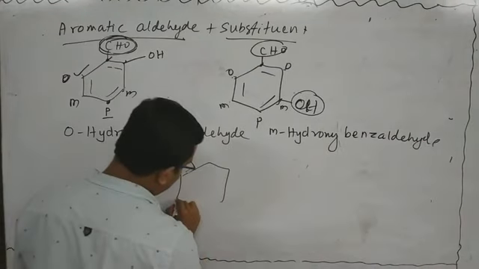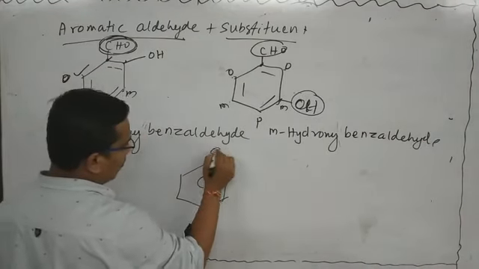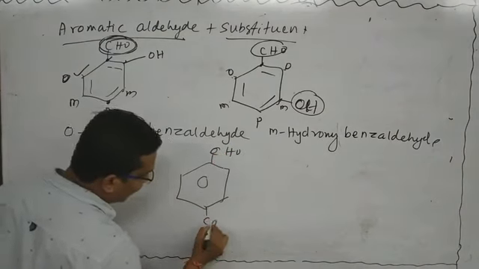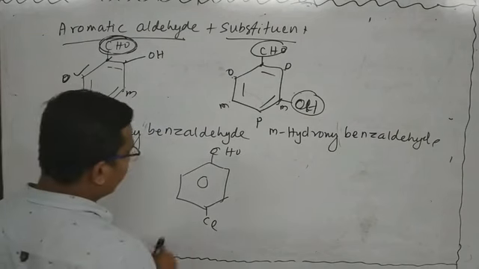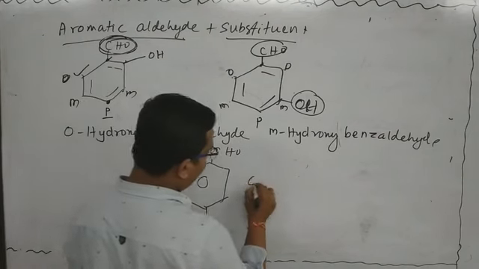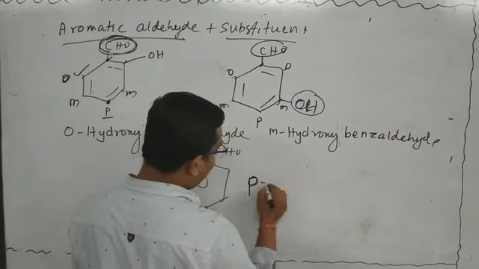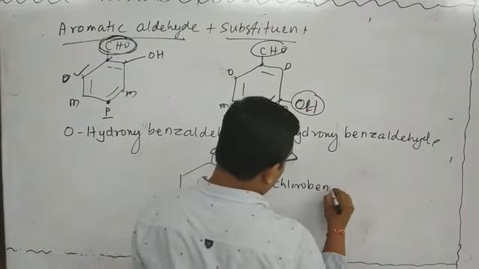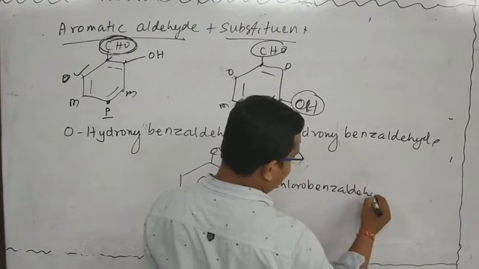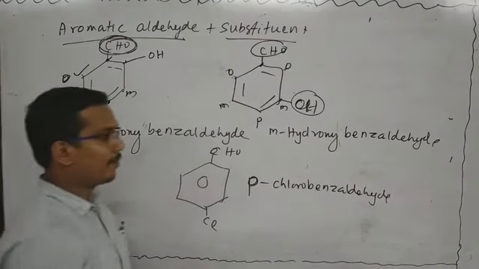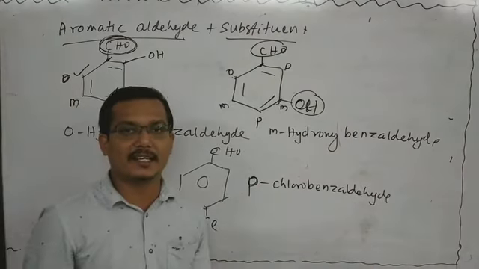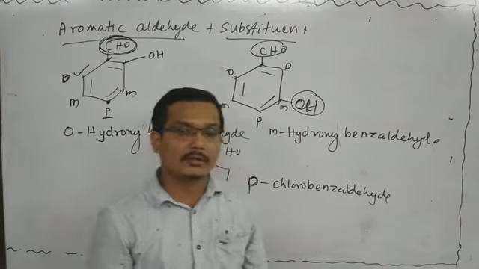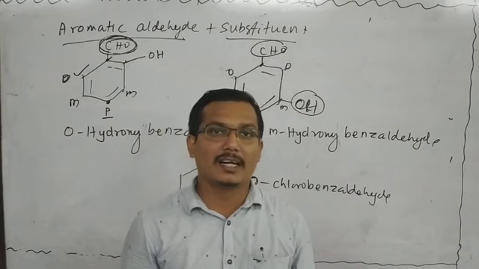Suppose a substituent is present here, that is chlorine. Then what will be the name of this compound? That is para chloro benzaldehyde. This is all about the nomenclature of aldehydes.